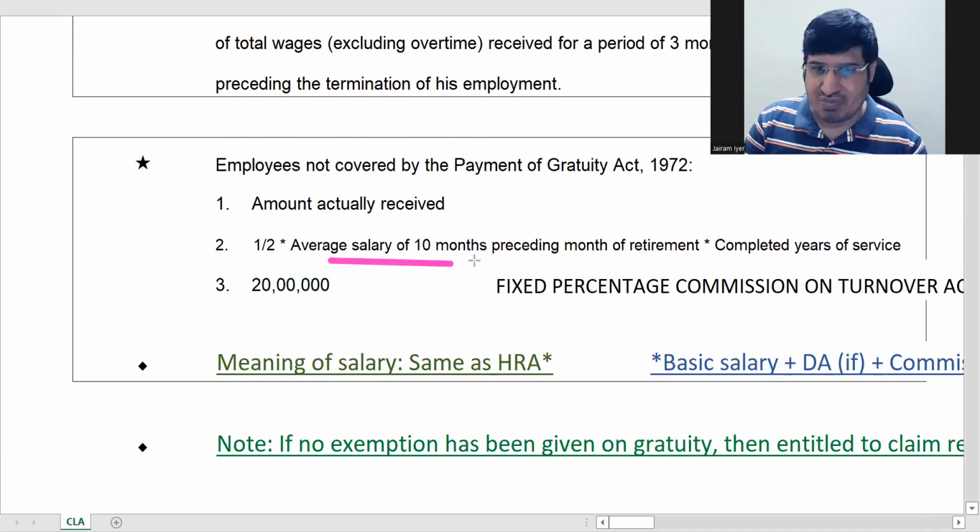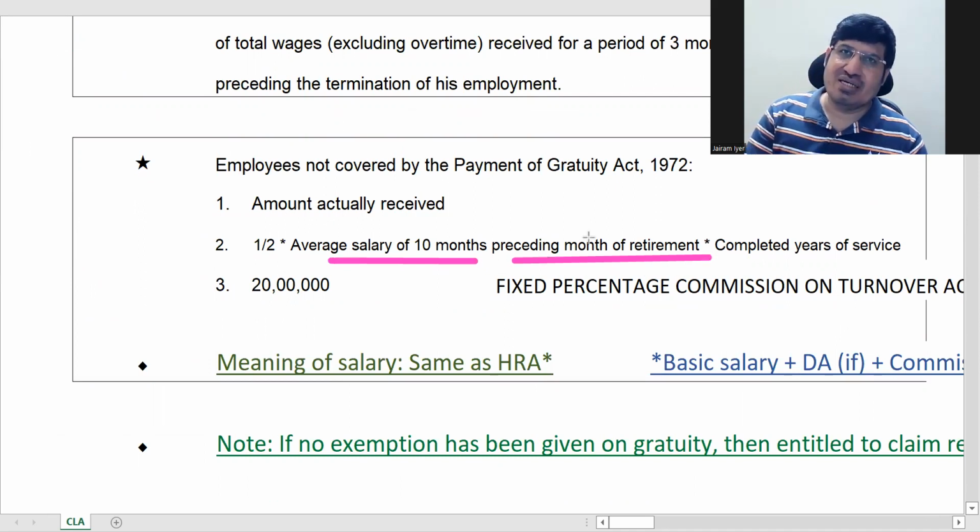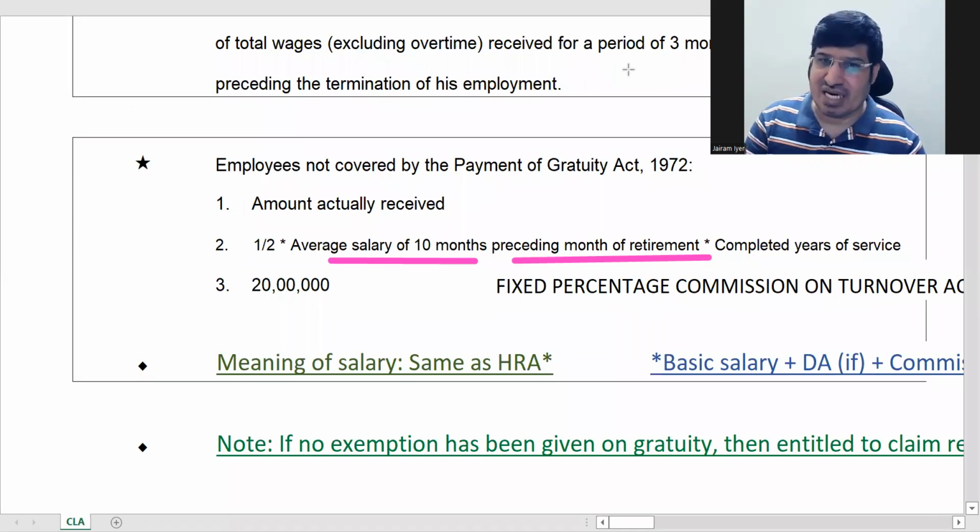Average salary of 10 months preceding the month of retirement. So here I told you that if it is in December, then you have to take November, correct? But in the first one, covered under the Payment of Gratuity Act, it is the salary last drawn, that is, salary drawn till the last date.